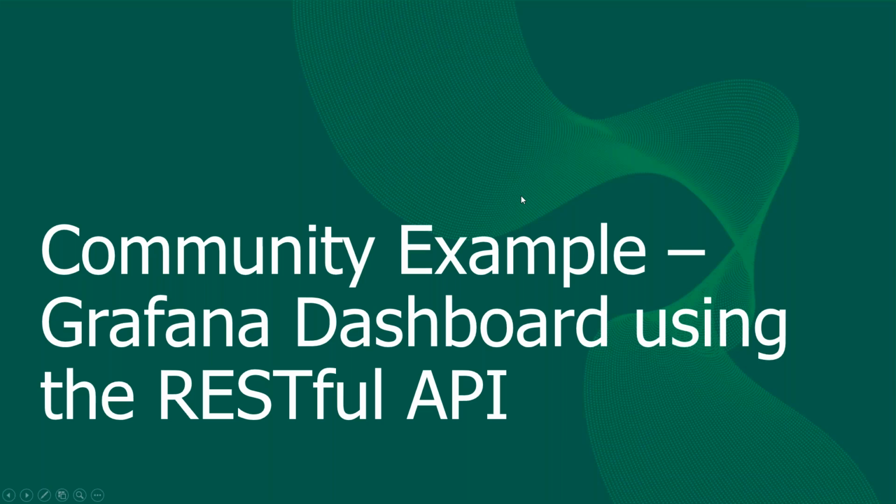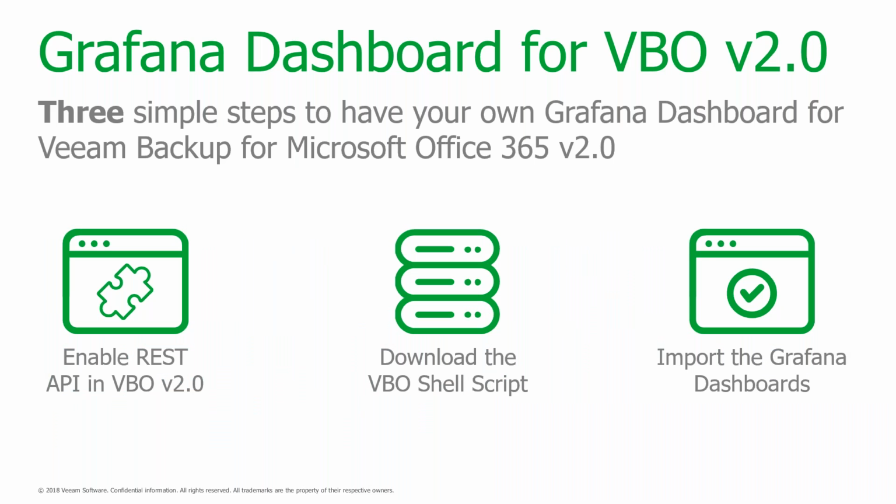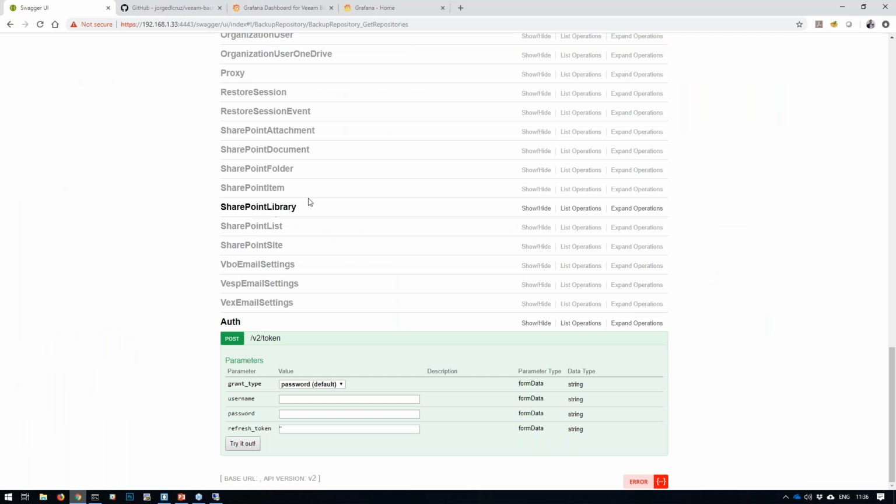So let's move into the community example, Grafana dashboard using the RESTful API. So really three things that you need to do to have this Grafana dashboard for BBO version 2.0. Enable the REST API in BBO. We have seen that already. Download the BBO shell script. We are going to see that now. And finally, import the Grafana dashboards. And that's all. It's just these 3 steps. You will have a really cool, nice Grafana dashboard. So let's jump into that. So, okay.